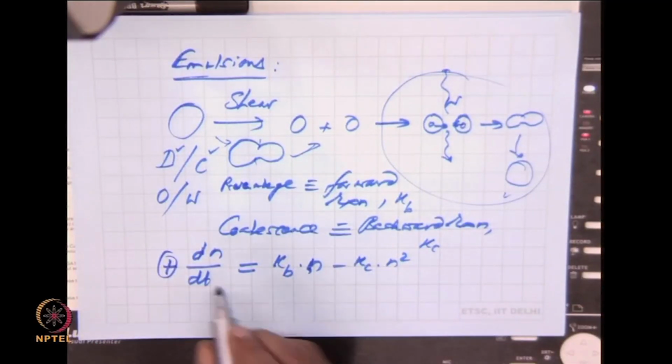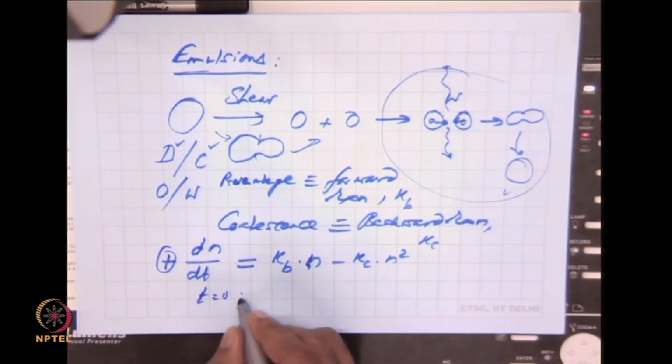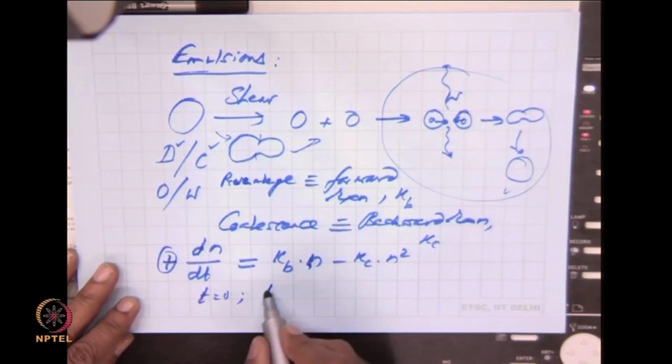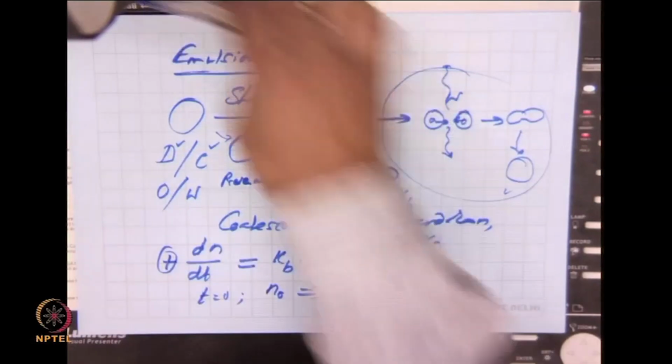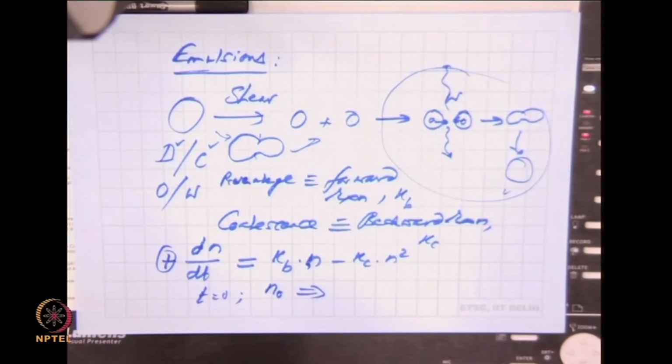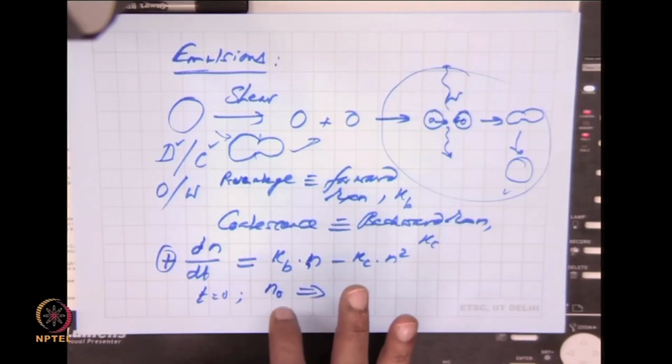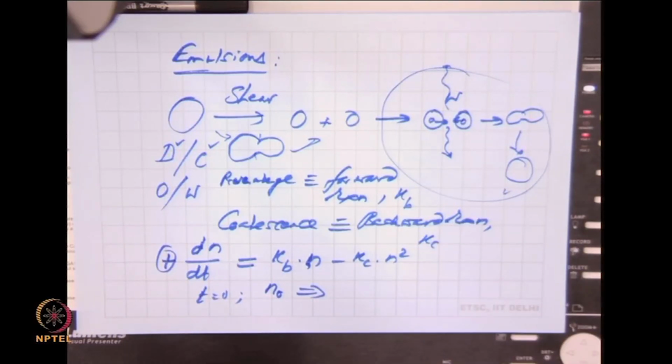Correct. Then at t equal to 0, you may have n equal to n0, and therefore, we can integrate this and obtain the expression for the number of emulsion droplets changing with time. You can obtain an index of stability, half life, for the number of droplets to come down to n0 by 2 if you start with initial number n0. This is one way in which you can approach the emulsions, breakage and coalescence.